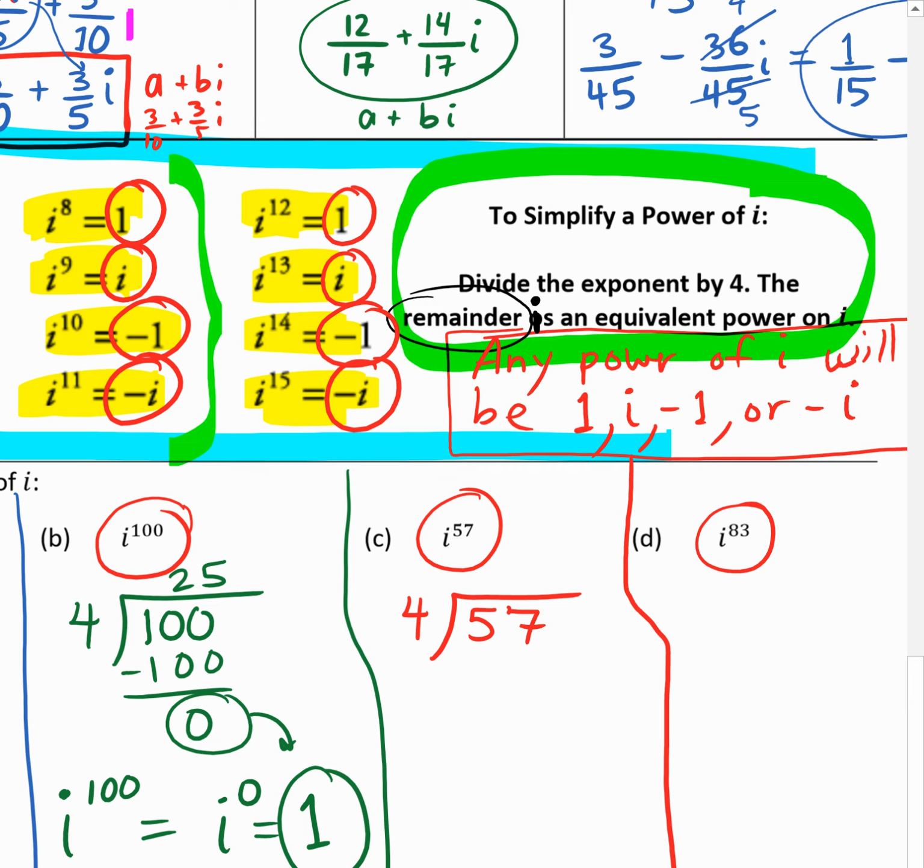So we can do that here. 4 into 57. Remember, it's always 4 you're dividing by. 4 goes into 5 once. Goes into 17 4 times. And the remainder is 1. Okay, so that's what I want. That means i to the 57th power is the same as i to the 1 power, or i. Or if you wanted to say it's the square root of -1, that's fine, because that's the definition of i.